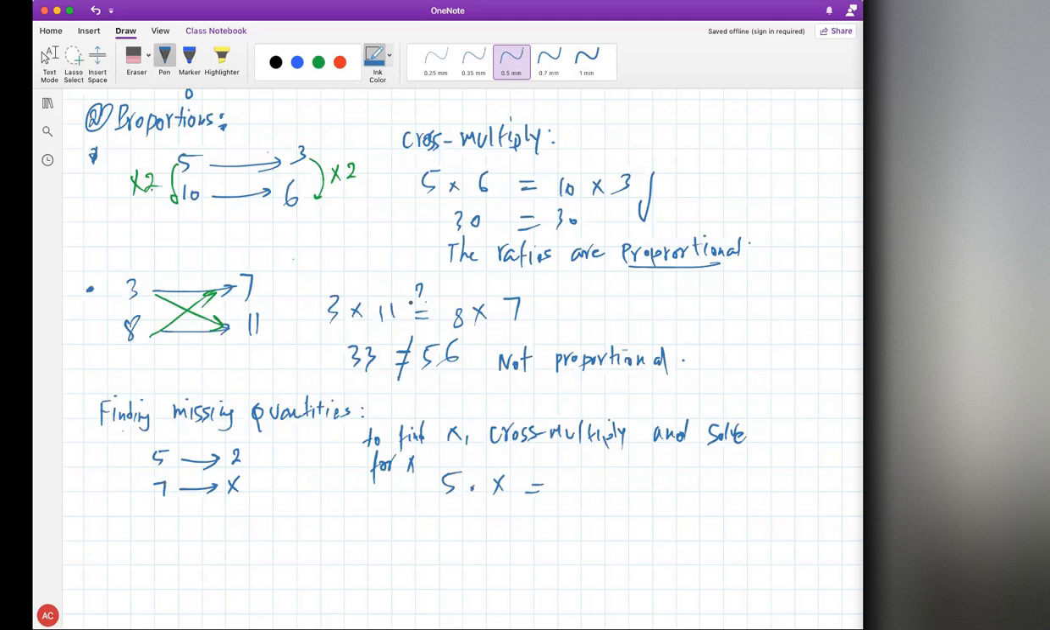And again, we're not checking. We know for a fact it's a proportion for a certain number X. That's what we need to find. So 5 times X is 5x, and 7 times 2, that's 14.